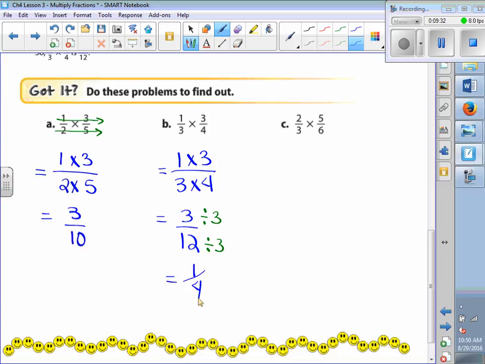Perfect. All right. So, for letter C, once again, we're multiplying straight across. So, 2 times 5 is 10. 3 times 6 is 18. And now, can I simplify it? By dividing by what? 2. Very good. So we're going to divide the numerator by 2 and the denominator by 2. And that will give us, perfect, 5 ninths.